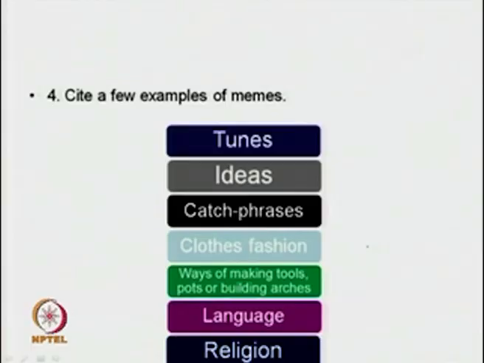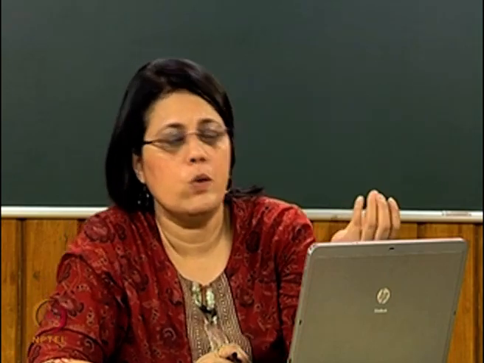Then cite a few examples of MIMs. Examples of MIMs, as we saw, are all the things that have to do with our cultural forms and artifacts, like tunes from music, ideas, catchphrases, fashion, ways of making tools, pots or architectural forms, even language and religion. These are all products of our culture, and these are also MIMs. They may be just a snatch of a song or part of an idea, short catchphrases, or even part of language or religion, and it can be the whole of a symphony, for instance, instead of a short patch. All these are to be considered as MIMs.